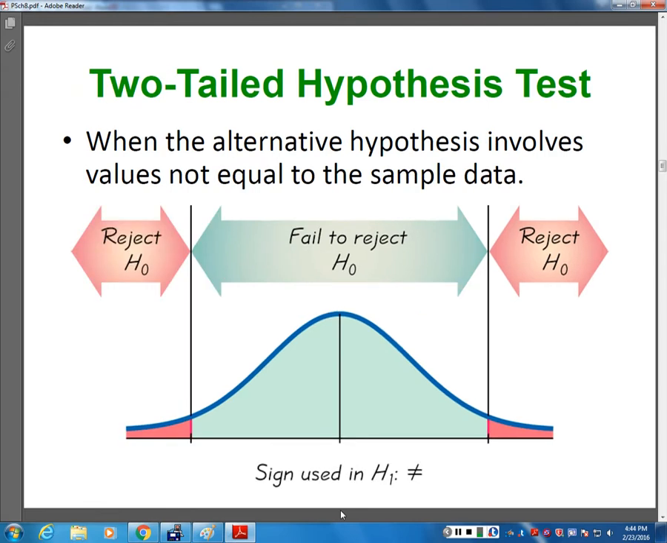A two-tailed test is used when the alternative hypothesis involves values not equal to the sample data. So if the probability of our sample data falls within either tail, left or right, we reject the null hypothesis. Otherwise, we fail to reject it. And the sign used in H sub 1, the alternative, will be a not equals to.